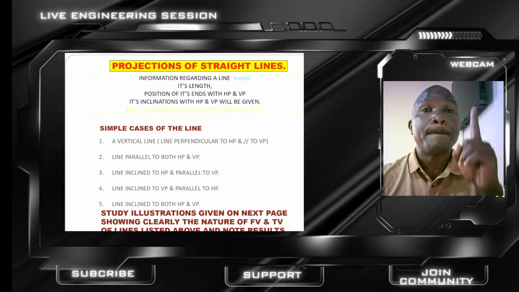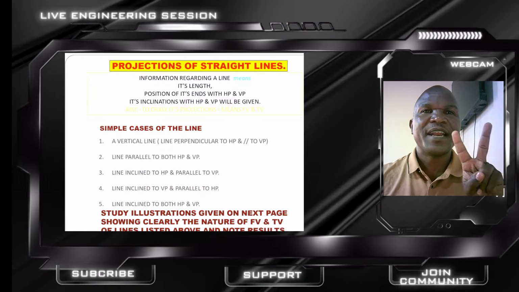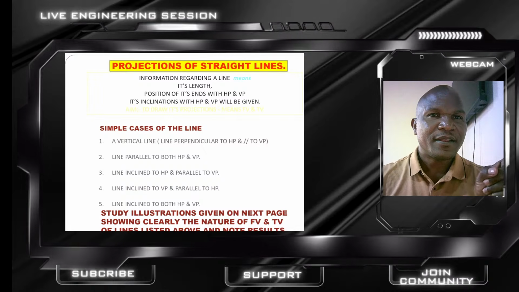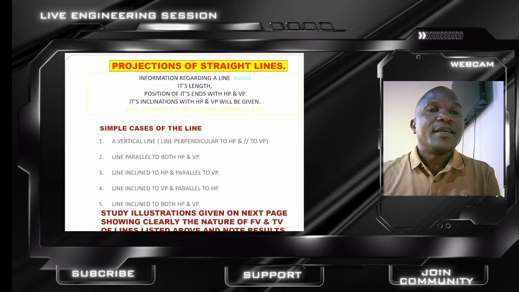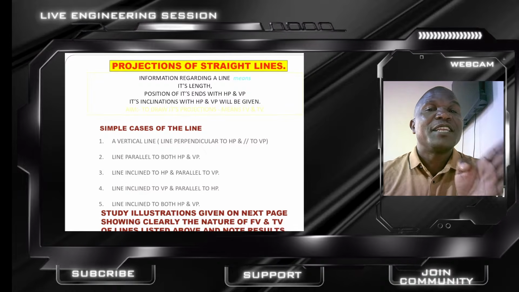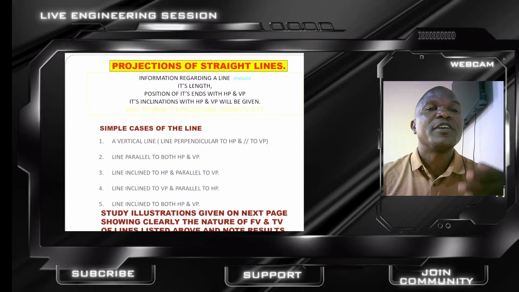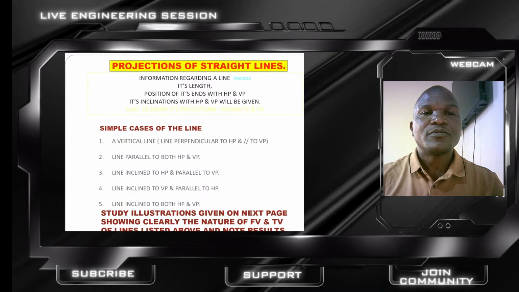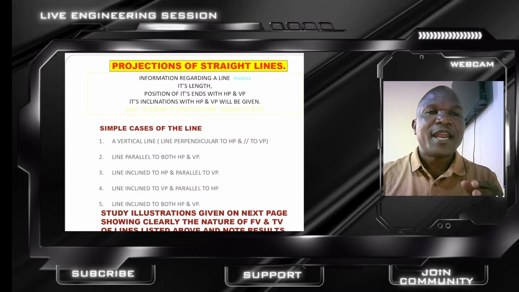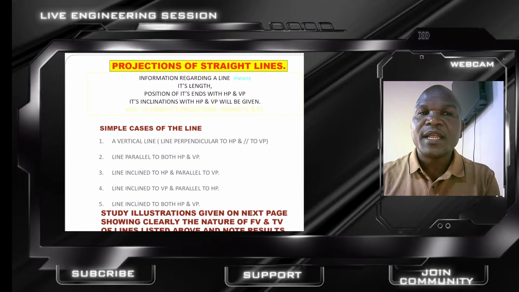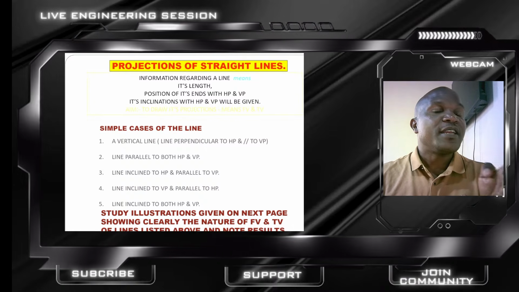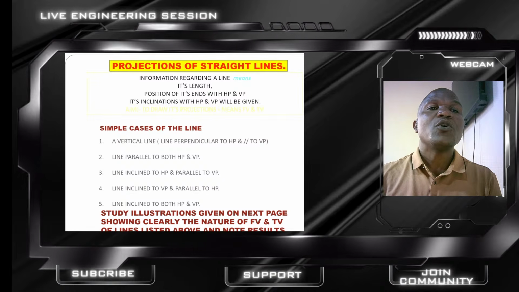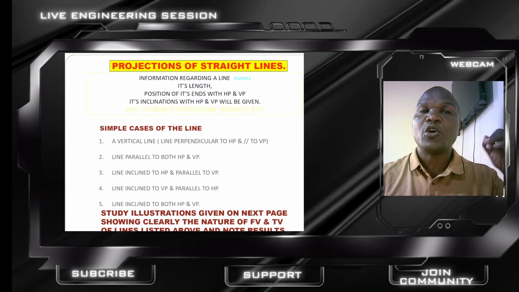Pay attention. One, perpendicular; parallel; inclined at an angle. Let me be very specific: inclined to the HP, the horizontal plane; inclined to the vertical plane; and inclined to both the vertical plane and the HP. I'll repeat this one: a line which is perpendicular, parallel, inclined to HP, inclined to VP, and inclined to both the HP and VP. And our goal is always to draw the front view and the top view.